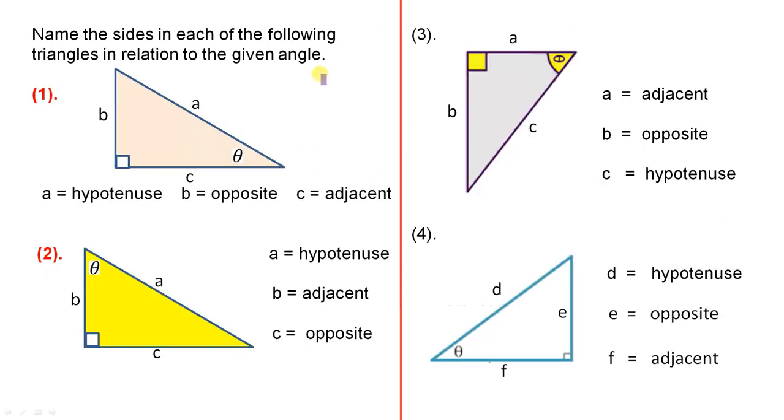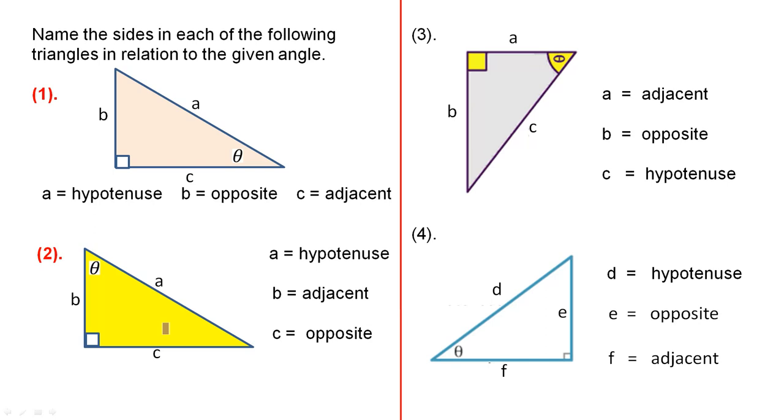Name the sides in each of the following triangles in relation to the given angle. So number one, we have the given angle here theta, so we have to name A, B and C. A is the hypotenuse because it is opposite the right angle. B is called the opposite side because it is opposite the angle in question. C is called the adjacent side because it is adjacent or next to the angle.